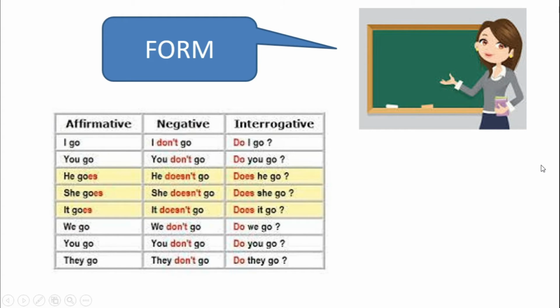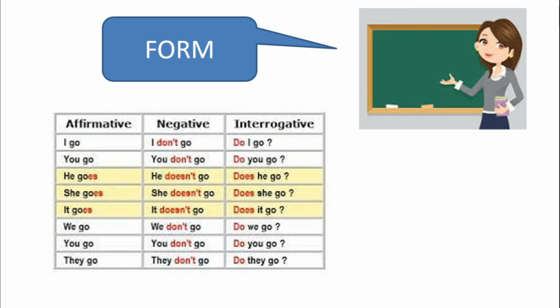In negative form, I don't go, you don't go, he doesn't go, she doesn't go, it doesn't go. We don't go, you don't go, and they don't go.